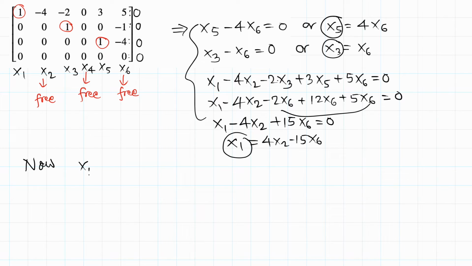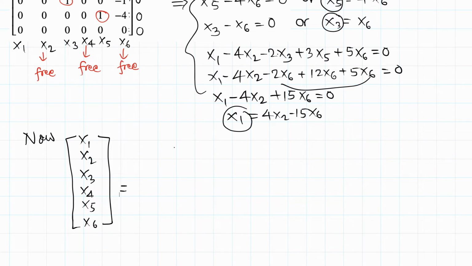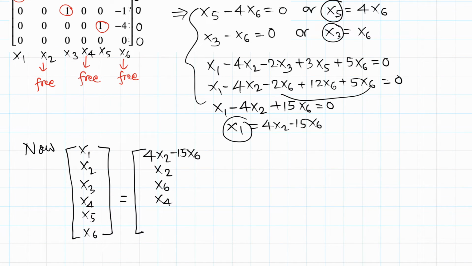So now let me put in the vector x1, x2, x3, x4, x5, and we got 6, right? x6. That equals: let's write x1, that's 4x2 minus 15x6. x2, that's a free variable, so x2 is just x2. x3, we found x6, because x6 is a free variable. x4, well, that's free. x5, if we go up, we have x5 is 4x6. And x6 is just the free x6.